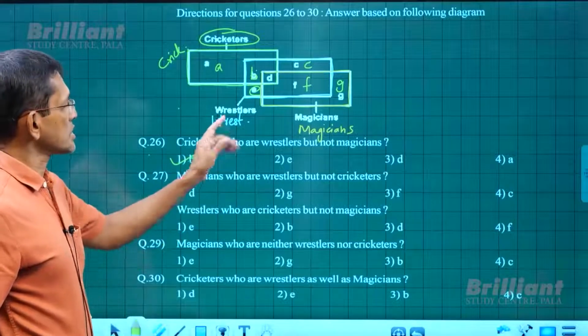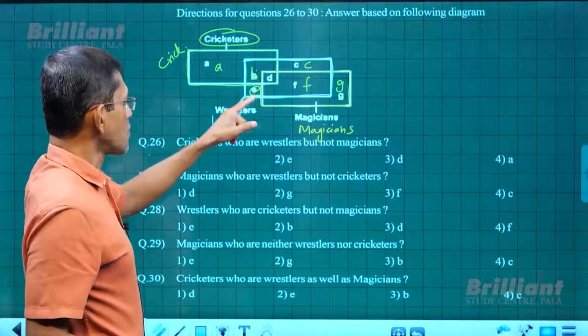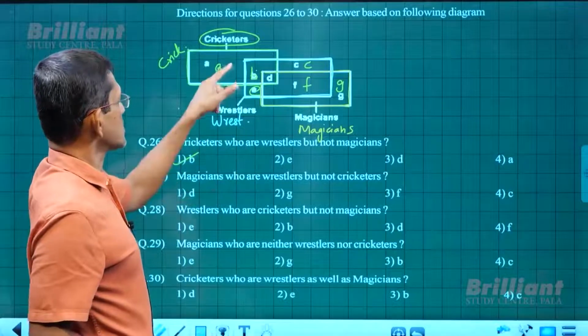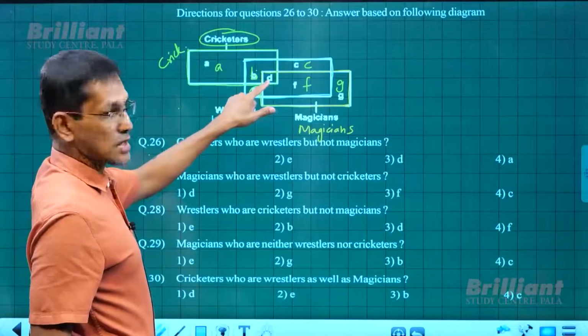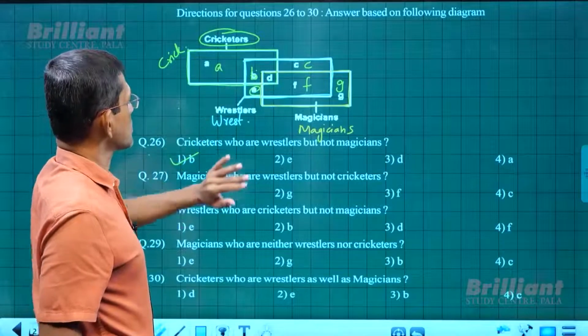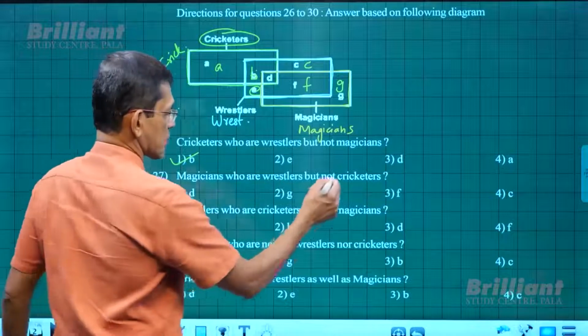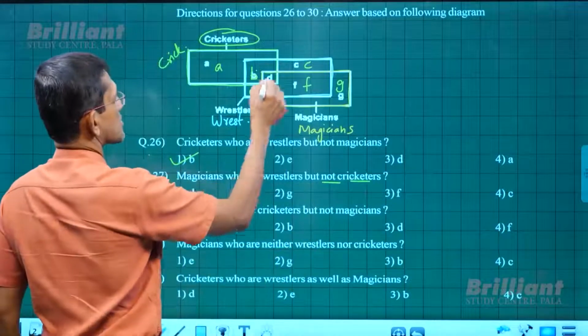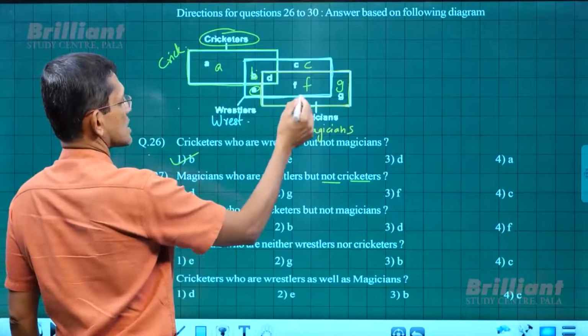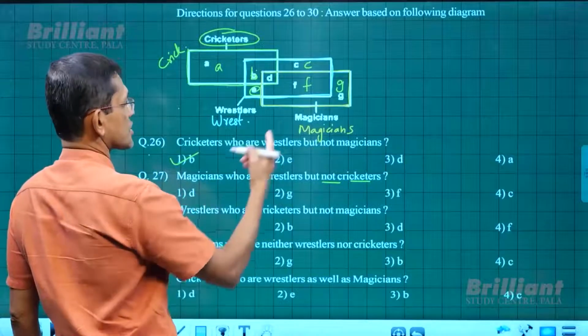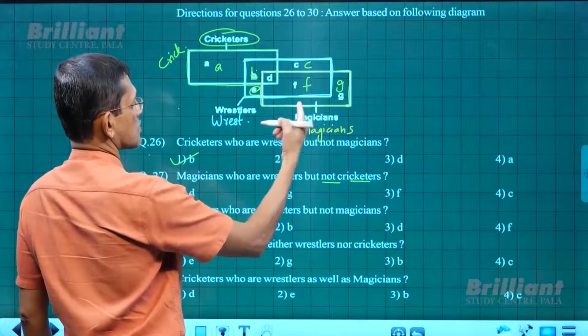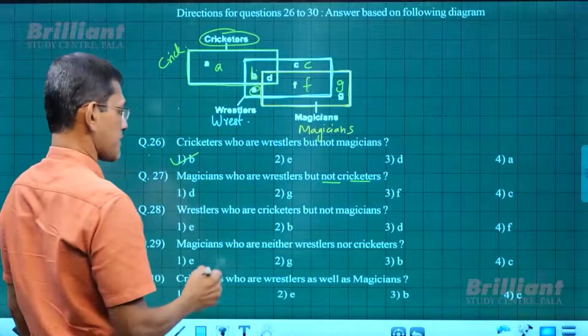Second one, the magicians who are wrestlers but not cricketers. We are looking at the magicians who are wrestlers, but not cricketers. So the cricketer part must be removed from that. Then what you have is magicians who are wrestlers. So F is the answer, F.